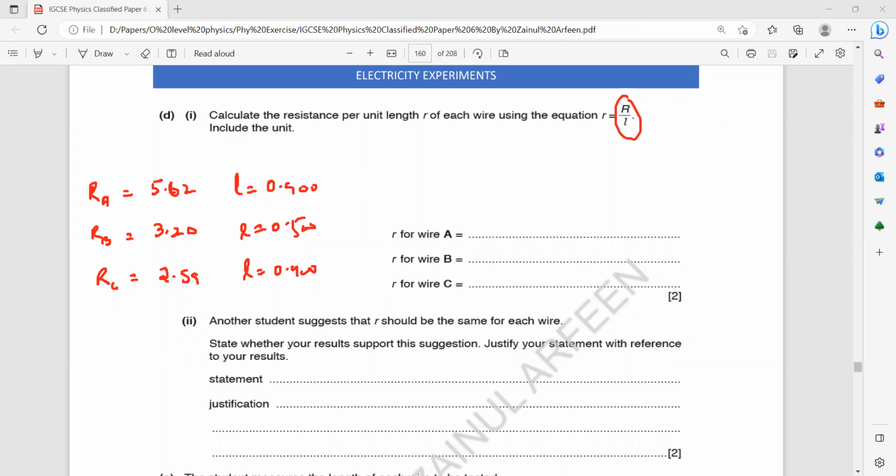What's the answer for the resistance per length? 5.62 divided by 0.9. You can use screen annotation to complete it. So 6.24. What about the second one, for B? 3.2 divided by 0.5.